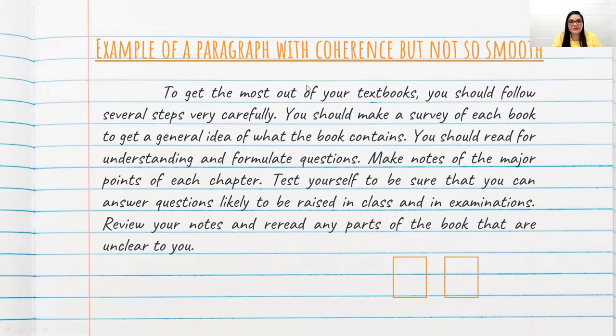It says, to get the most of your textbooks, you should follow several steps very carefully. You should make a survey of each book to get a general idea of what the book contains. You should read for understanding and formulate questions. Make notes of the major points of each chapter. Test yourself to be sure that you can answer questions likely to be raised in class and in examinations. Review your notes and reread any parts of the book that are unclear to you.